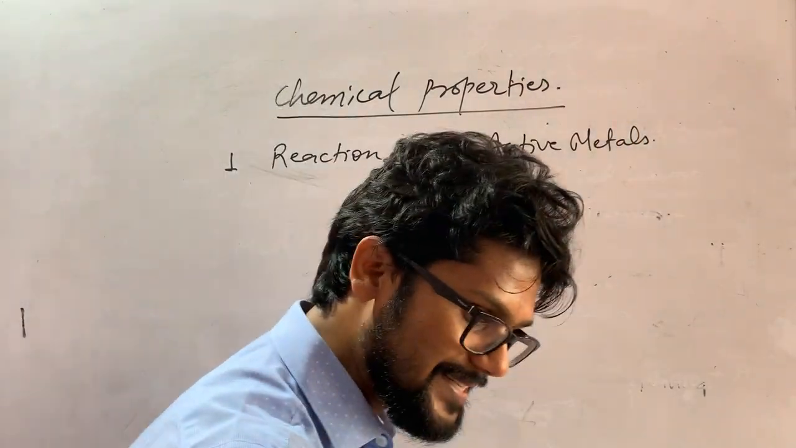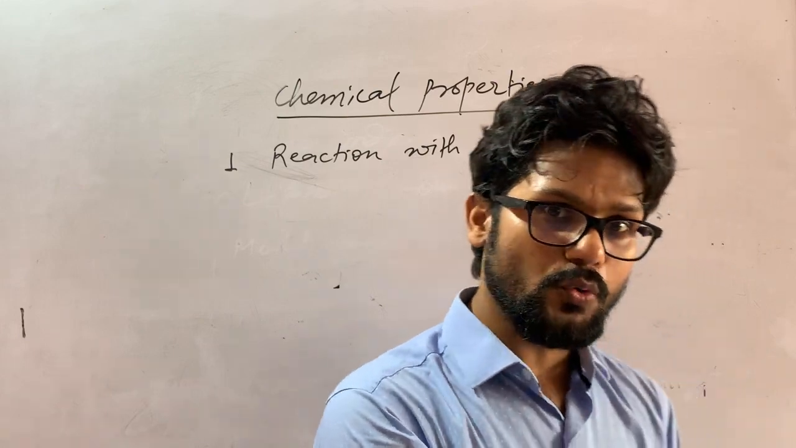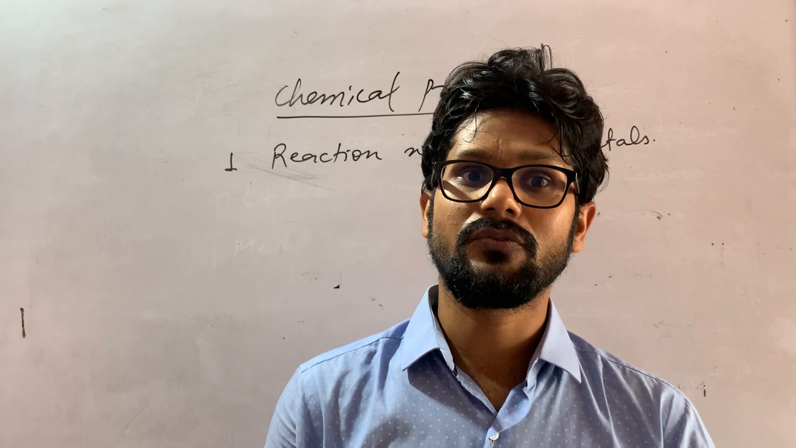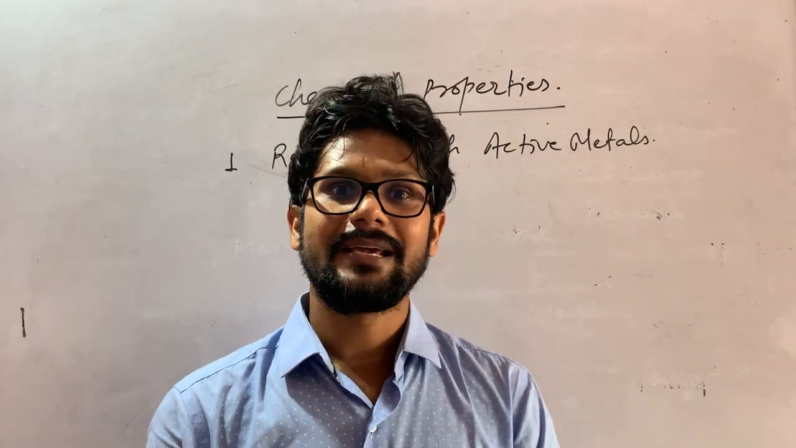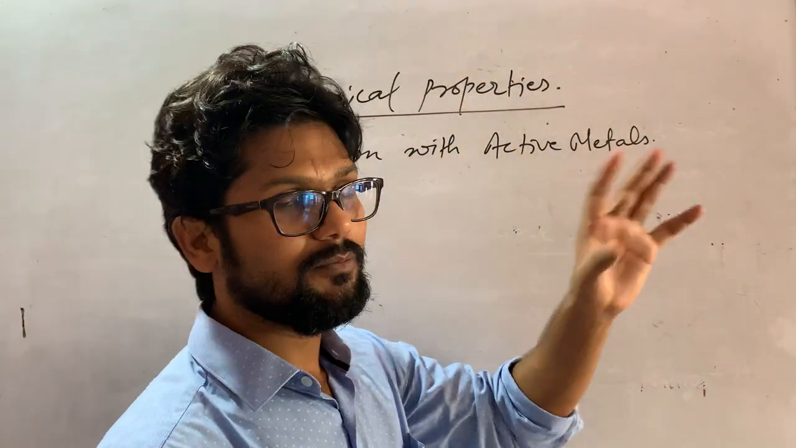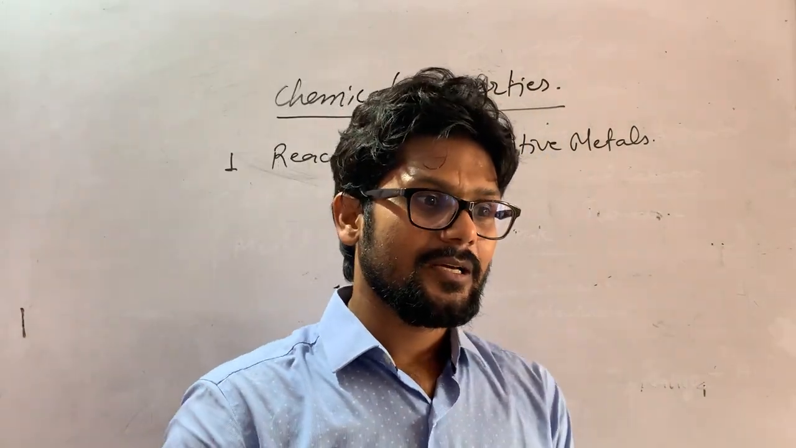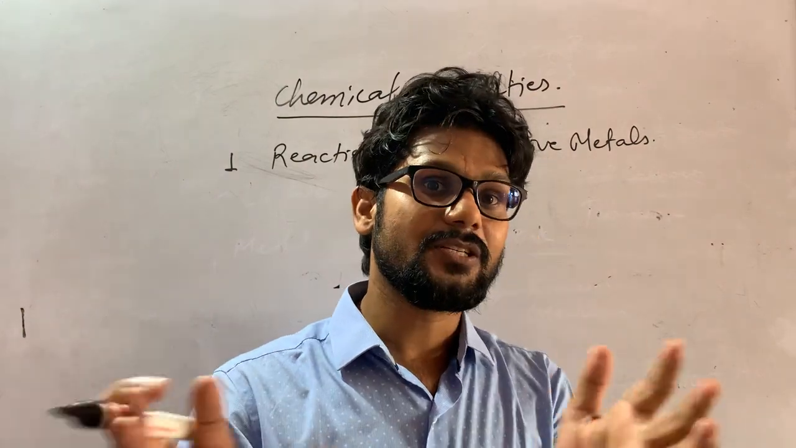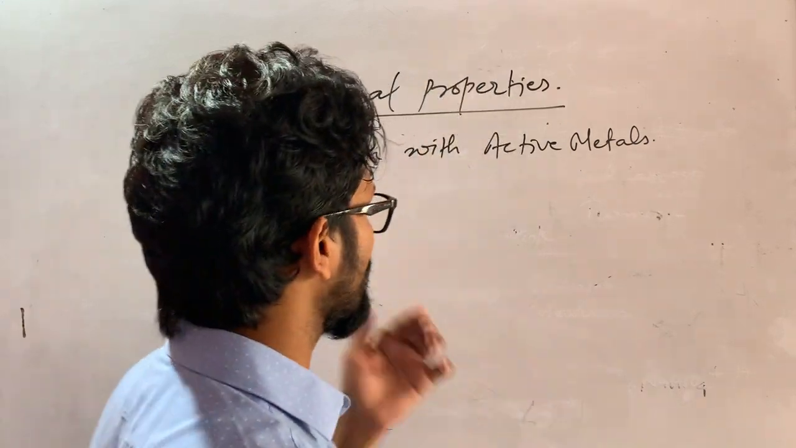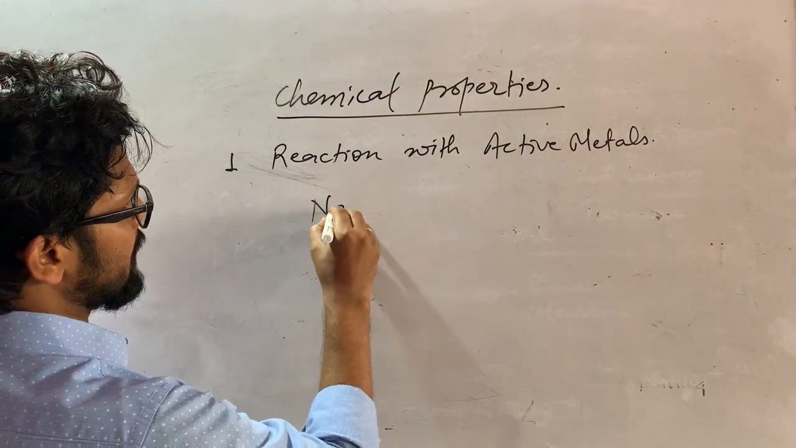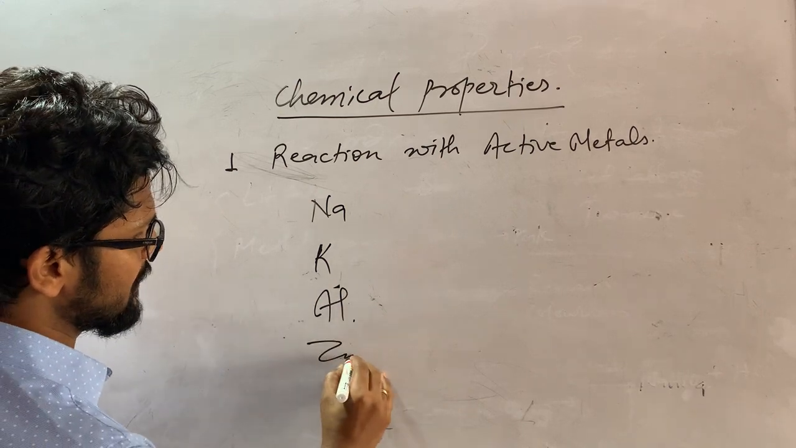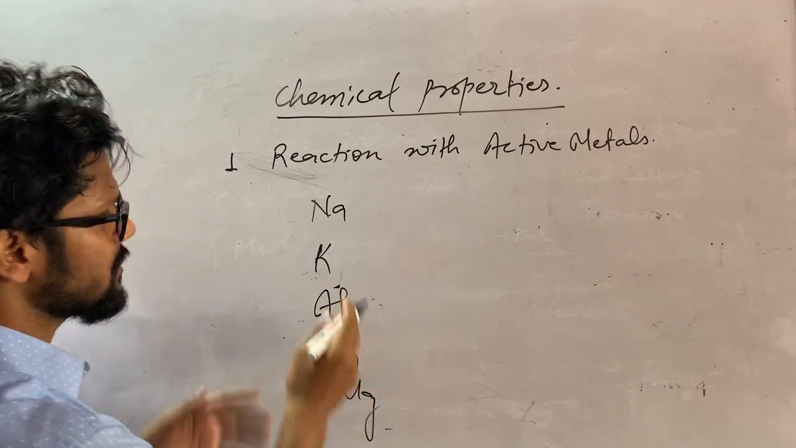Active metals we have already studied in class 8. If you have not watched, if you do not know, go to my channel Sachitometry. You will find the lesson activity series. You will get to know what active metals are and what the reactions with different chemicals are. Examples of active metals: sodium, potassium, aluminum, zinc, magnesium. These all are active metals.